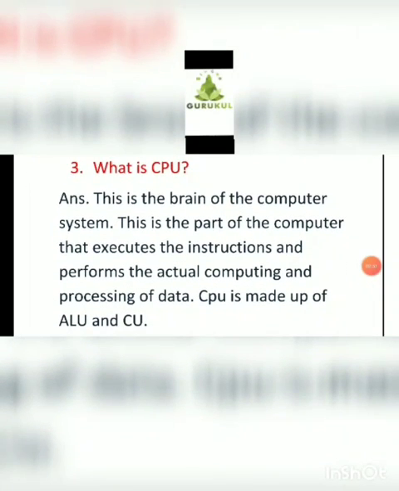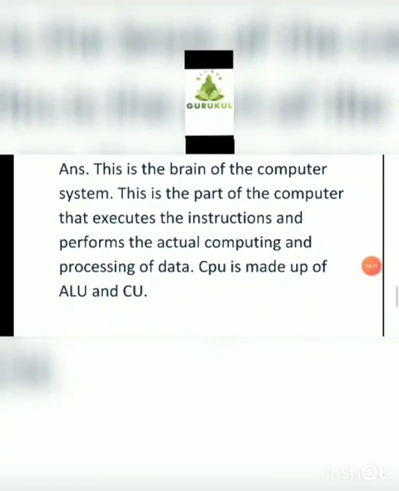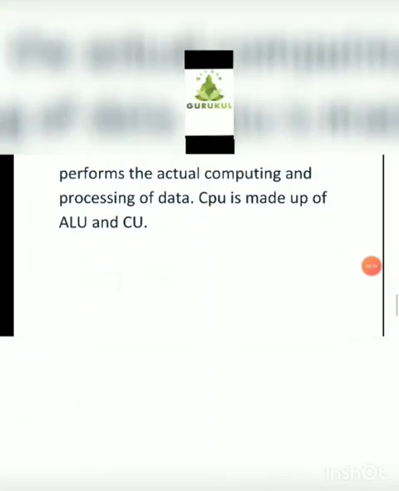So next it comes to what is CPU. This is the brain of a computer system. The CPU means Central Processing Unit. This is the part of the computer that executes the instructions and performs the actual computing and processing of data. CPU is made up of ALU and CU. ALU means arithmetic and logic unit. CU means control unit.